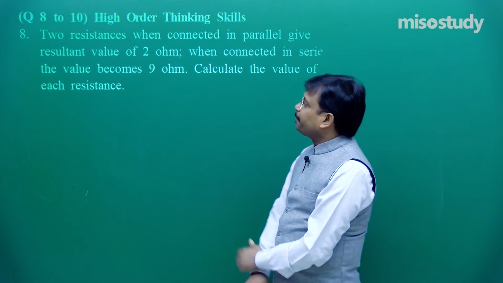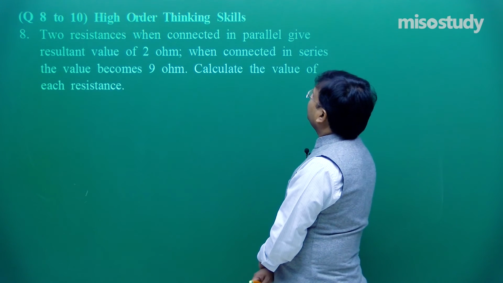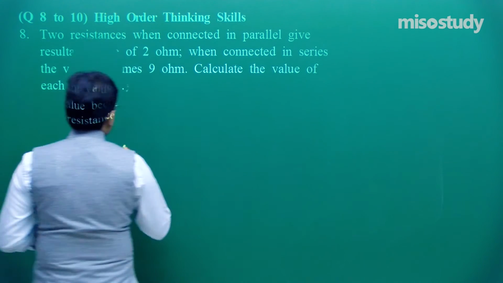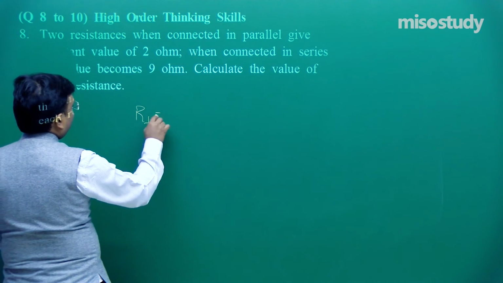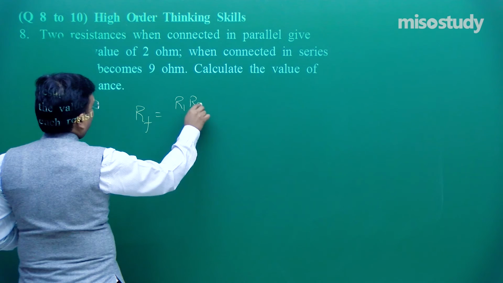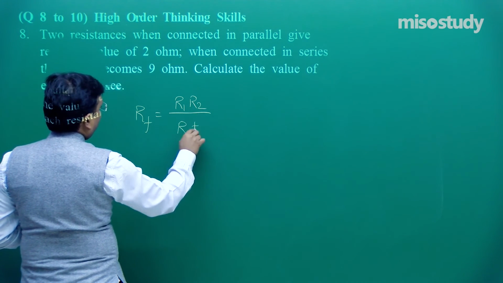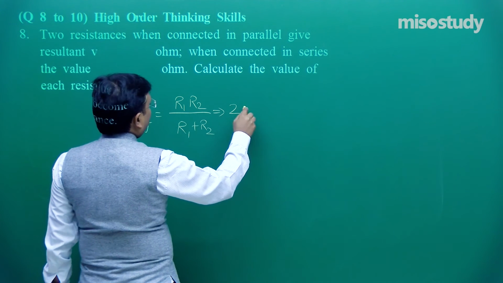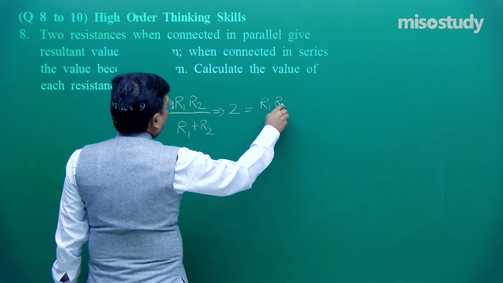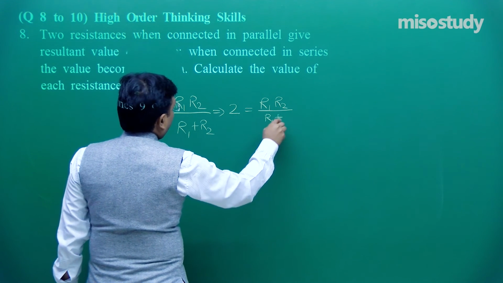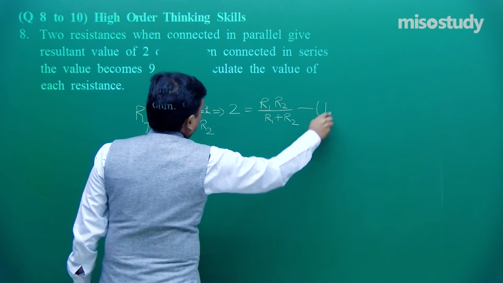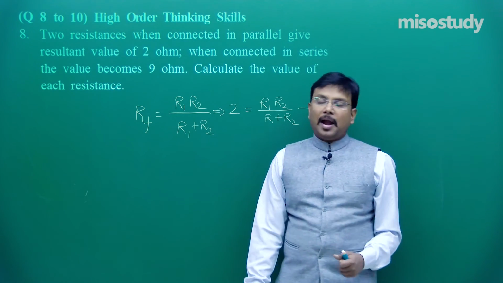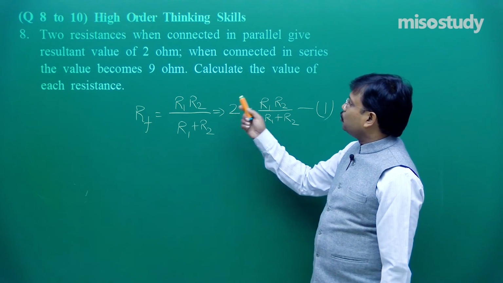That is so simple. Two resistances when connected in parallel give a resultant value of 2 ohm. R final is equal to R1 R2 upon R1 plus R2. It is giving me 2 is equal to R1 R2 upon R1 plus R2. Let us say I have two resistances, one is R1, one is R2. When I am connecting these two resistances in parallel, I am getting the resultant as 2 ohm.